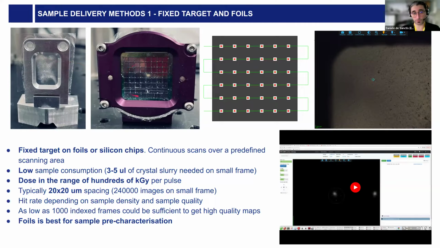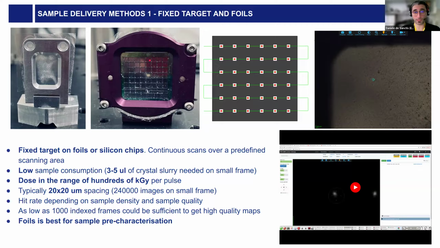If you use the chip, besides the fact that it can make the experiment a bit more expensive because of the cost of the chip and its fragility, the spacing is given by the geometry of the chip, which is 125 micron, the distance between two wells. So of course the sample density is lower in that case.